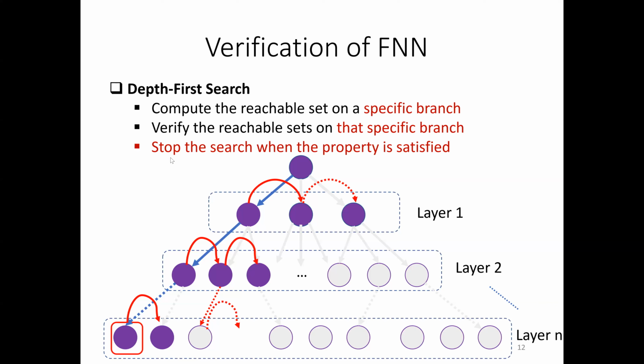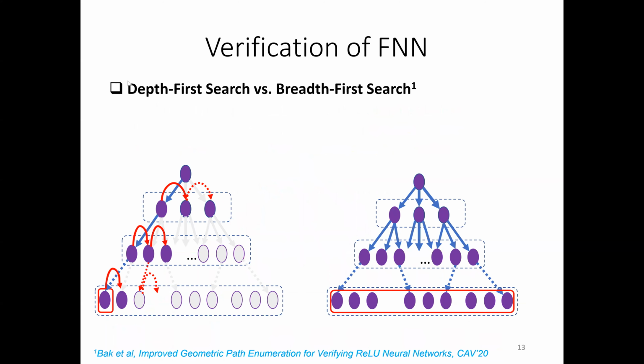Okay, so that's the depth-first search. Now let's make comparisons between depth-first search and breadth-first search. Here you have two algorithms. The left one is the depth-first search, and the right one is the breadth-first search. Do you have any comment about these two algorithms? What is the difference between them, and what are the benefits of doing depth-first search?